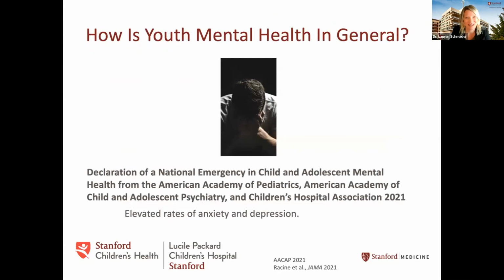It's important to put this in context, given that it's 2023 and all the tremendous stress that everybody has faced in the last few years. Youth mental health in general, of course, has been affected. There was a declaration of a national emergency in child and adolescent mental health from the American Academy of Pediatrics, the American Academy of Child and Adolescent Psychiatry, and the Children's Hospital Association in 2021. Here, we saw elevated rates of anxiety and depression, where 1 in 4 youth were reporting significant levels of depression, 1 in 5 youth significant levels of anxiety, and these rates were much higher than pre-pandemic estimates. Next slide, please.